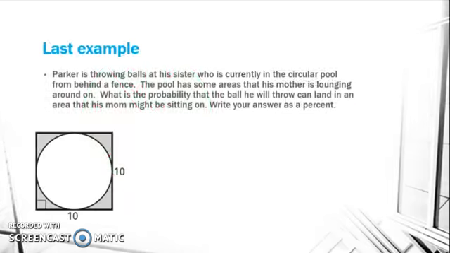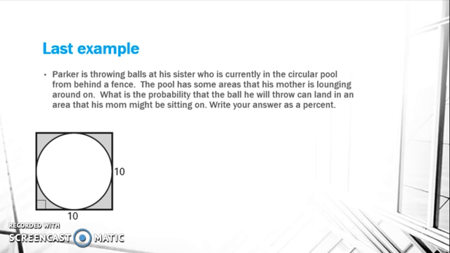The next one. Here, throwing balls at his sister, who is currently in the circular pool from behind a fence. The pool has some areas that his mother is lounging around on, which is the shaded region. What is the probability that the ball that he throws will land in the area that the mom is in, which is the shaded region?